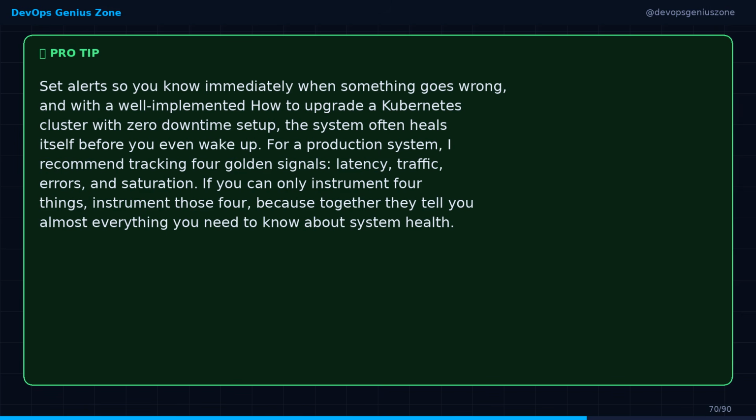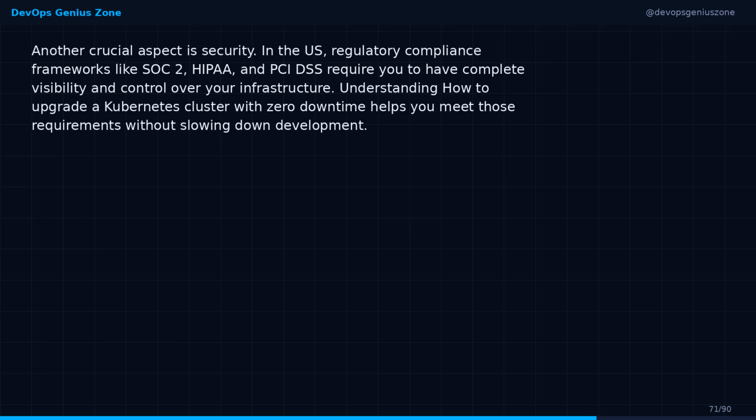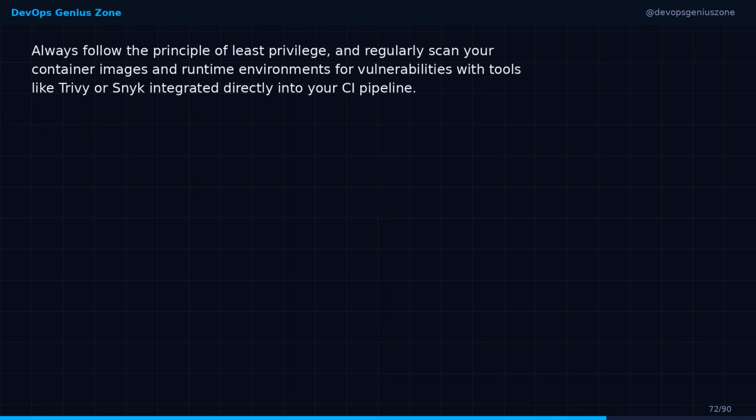Another crucial aspect is security. In the US, regulatory compliance frameworks like SOC2, HIPAA, and PCI DSS require you to have complete visibility and control over your infrastructure. Understanding how to upgrade a Kubernetes cluster with zero downtime helps you meet those requirements without slowing down development. Always follow the principle of least privilege, and regularly scan your container images and runtime environments for vulnerabilities with tools like Trivy or Snyk integrated directly into your CI pipeline.